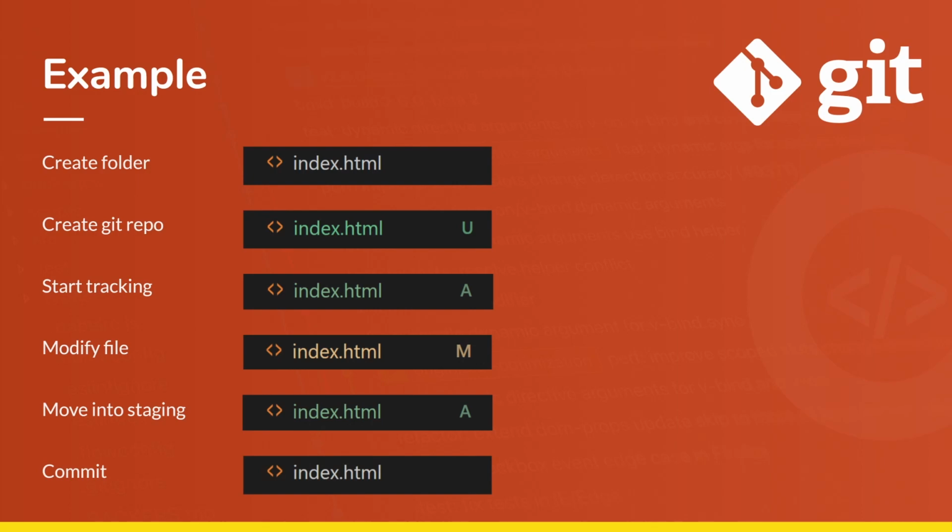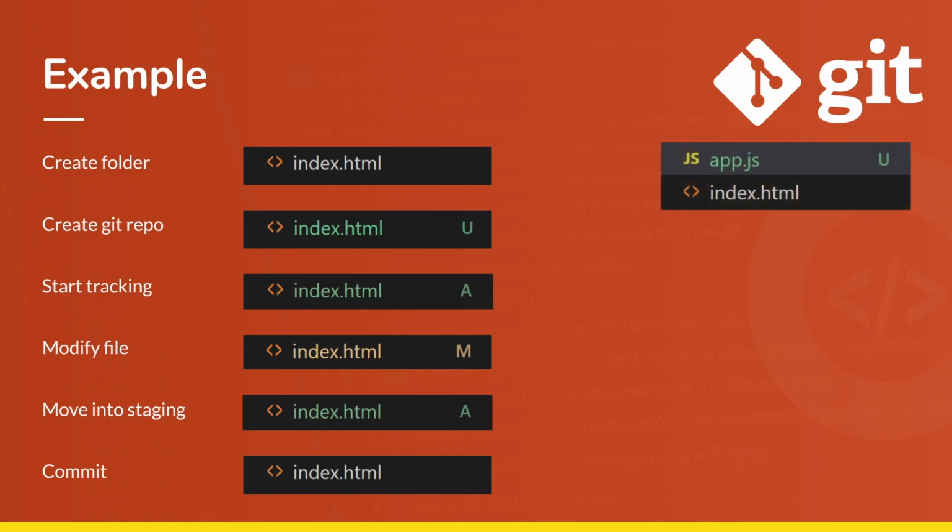Now let's make this a little bit complex, and I added one more file, which is app.js. This file is untracked at this moment. Git is not tracking that file. I call git add, and the file will be included in the next commit message.